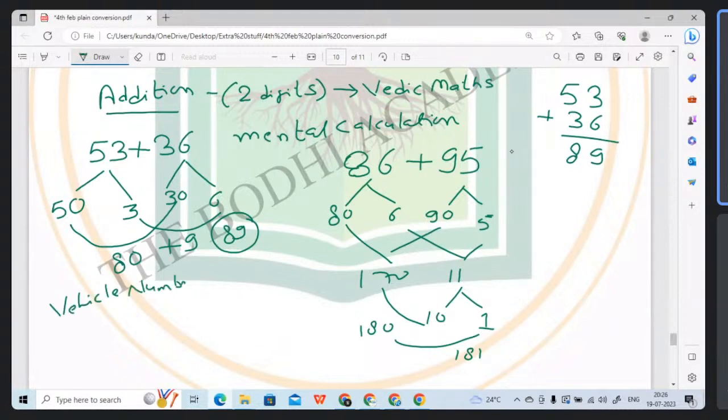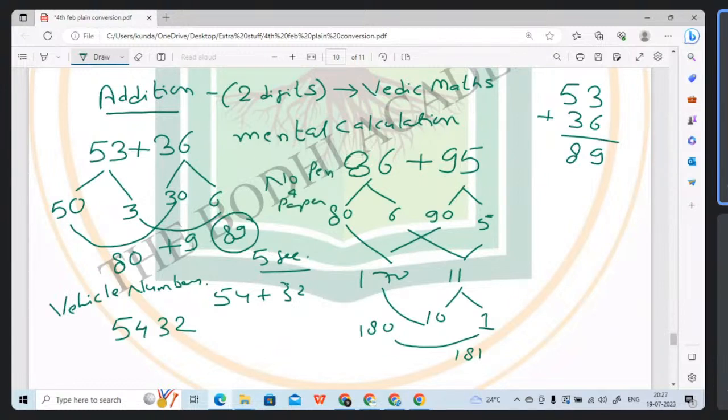Say one vehicle number is 5432. Add 54 and 32, and give yourself 5 seconds. In 5 seconds you should get the answer. That is the time you have to give, and there's no need of using pen and paper.